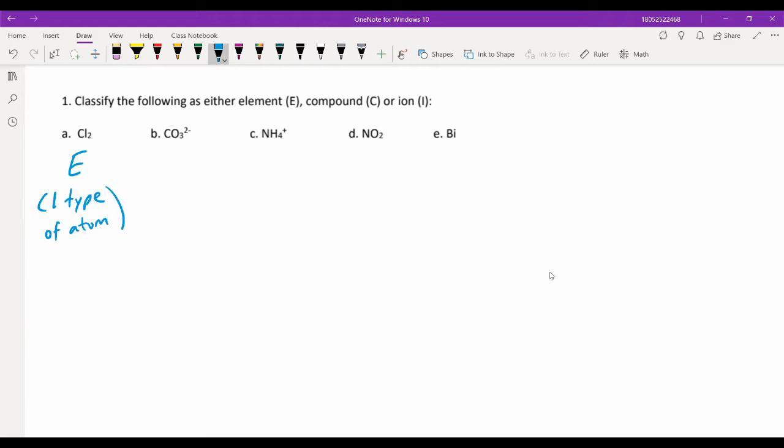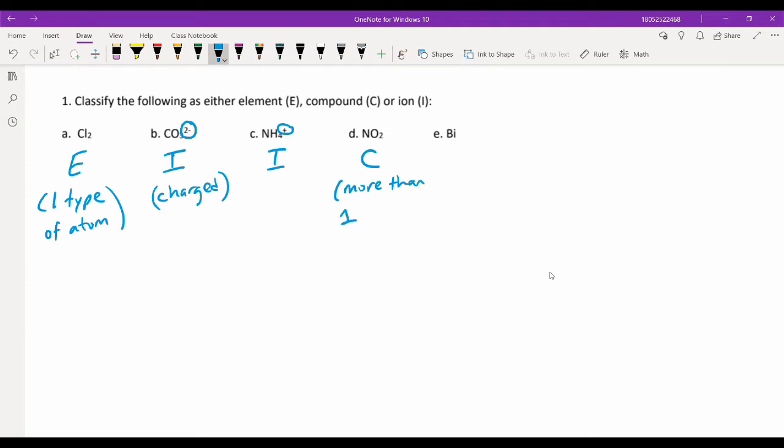We have CO3 2 minus. The important thing is going to be the charge here. So if we see a charge, this will be an ion, charged species. Whether it's positive or negative, either way it's considered an ion. So also in part C, we have a charge up here in the upper right corner of positive, meaning it's an ion. For D, we have a compound because it's composed of more than one type of atom.